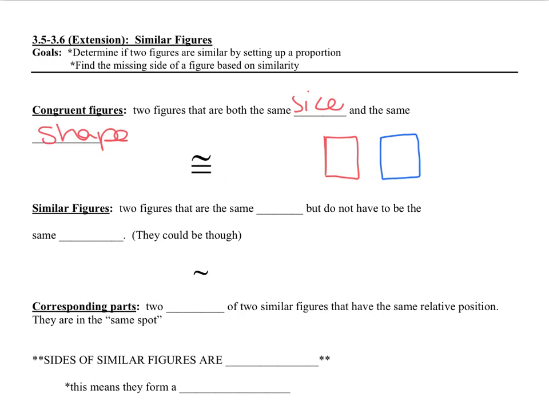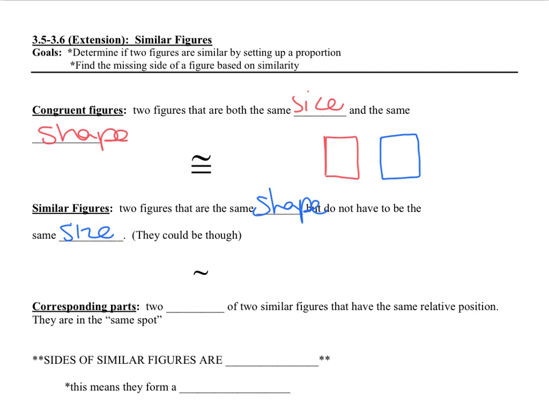So in this case, I didn't draw them very well, but you could say the red square is congruent to the blue square. They're the same size and the same shape. Similar figures are two figures that are the same shape, but they don't necessarily have to be the same size. They could be, though. So here, the red and the blue square are congruent because they're the same size and the same shape, but they're also similar because they're the same shape, but they don't have to be the same size. The symbol for similar is just that squiggle on the top.